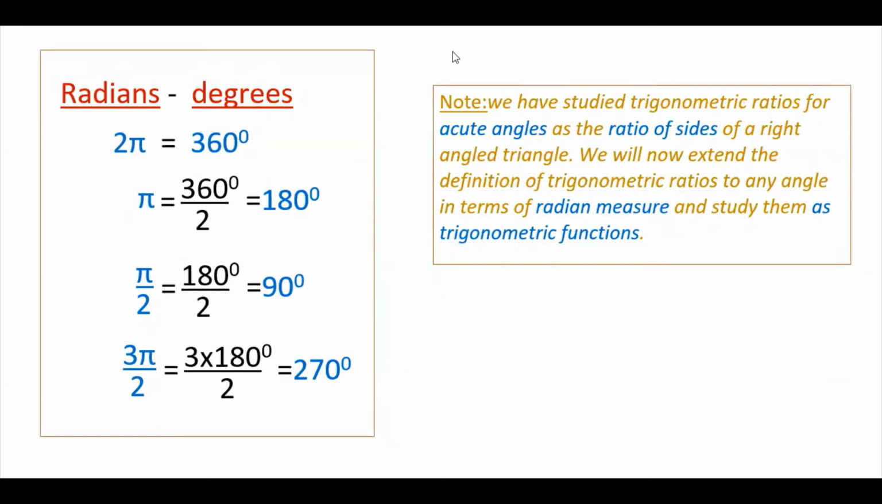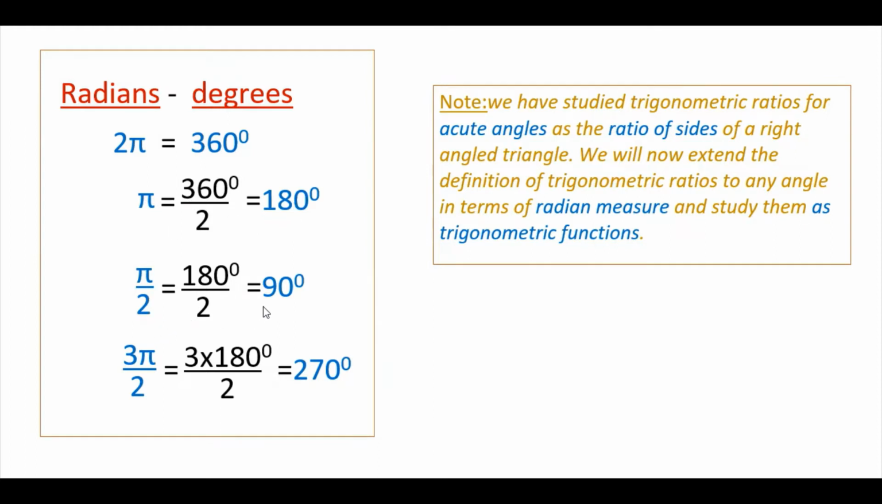In my previous video, I told you how to find trigonometric function values in terms of degrees. But here you have to find them in terms of radians. So we know that 360 degrees is equal to 2 pi radians. So pi radians is equal to 180 degrees.